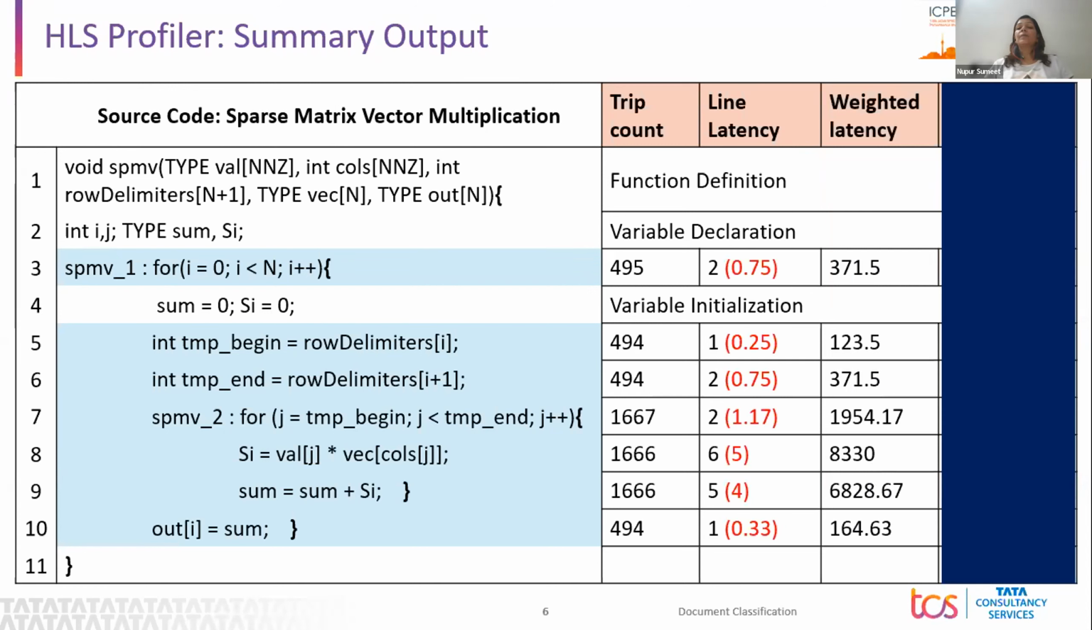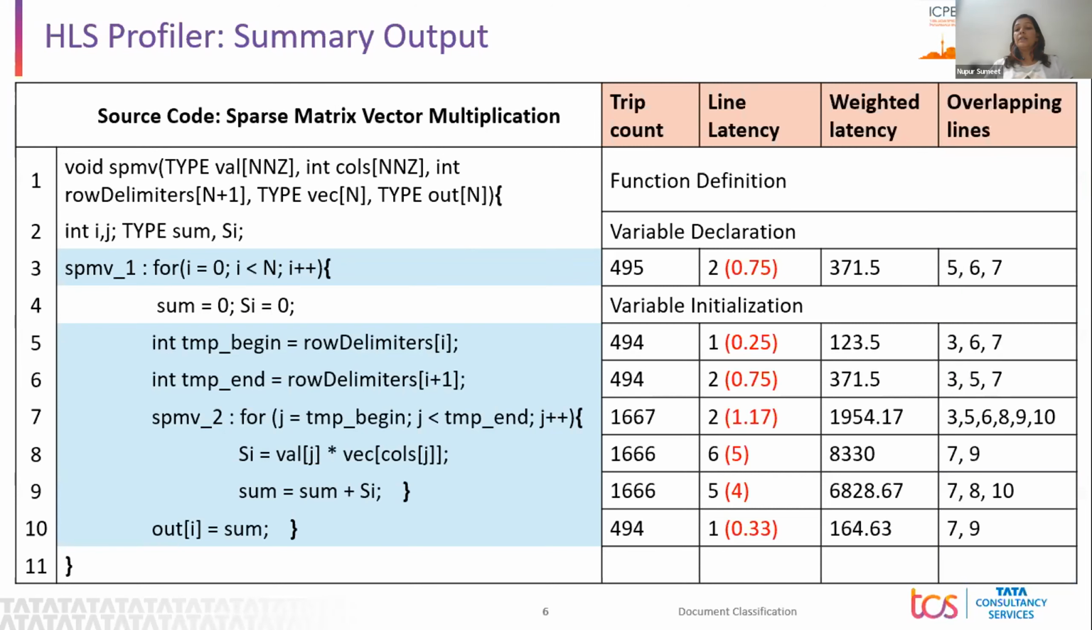The Hls Profiler captures the design parallelism in the form of weighted latency, which indicates the exclusive cycles or non-overlapping time spent on each line of source code. Based on the weighted latency and trip count, the exclusive line latency of the lines is calculated and indicated in red here. Additionally, the last column on overlapping lines tells us the line number with which a certain line is sharing its execution clock cycles. The higher the number of overlaps with other lines, the higher the parallelism in the design.